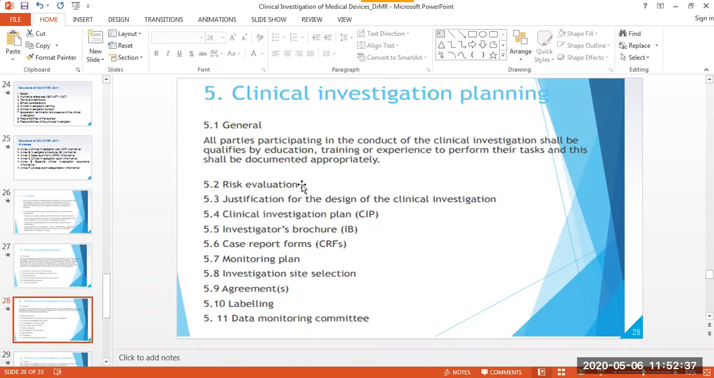Then 5.3, justification for the design of the clinical investigation. You have to give the justification why you have designed this clinical investigation. I explained in the last class why you have undertaken a clinical investigation.